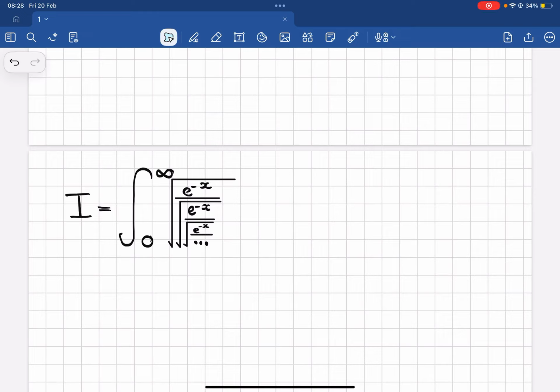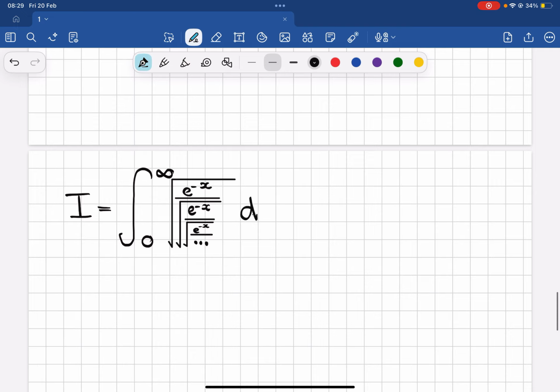Yes guys, so we've got a question from the daily integral. We've got to integrate from 0 to infinity root e to the minus x over root e to the minus x over root e to the minus x, and so on and so forth. Just put in dx there.